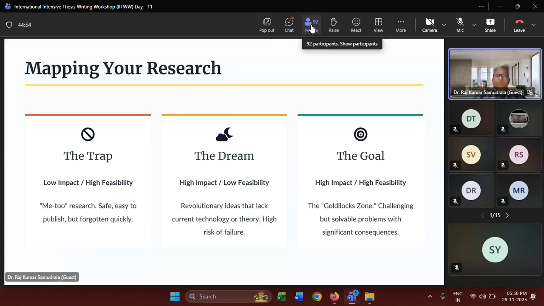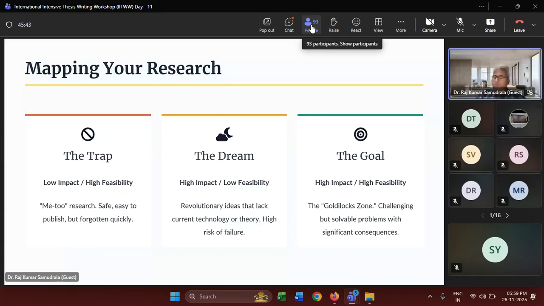And the dream is a classification that has high impact and low feasibility, like nowadays quantum computing and AI technologies, which are current trends. They have high impact, but how many people are really aware of quantum computing? Next future is completely quantum computing. Classical computing will not work in the near future. But how many experts are there in quantum computing? Very less. Revolutionary ideas that lack current technology or theory.